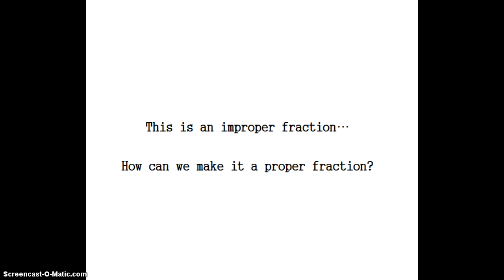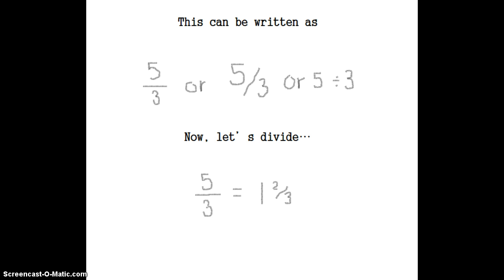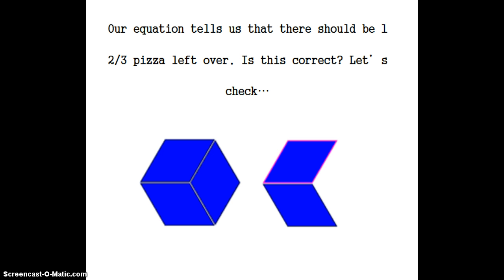But wait, 5/3 is an improper fraction. How can we make it a proper fraction? That's correct. We divide 5 by 3. This can be written in several ways. 5 over 3, or 5 divided by 3 this way, or 5 divided by 3 with the divided by sign. Now, let's divide. 5 divided by 3 equals 1 2/3. Now, our equation tells us that there should be 1 2/3 pizza left over.